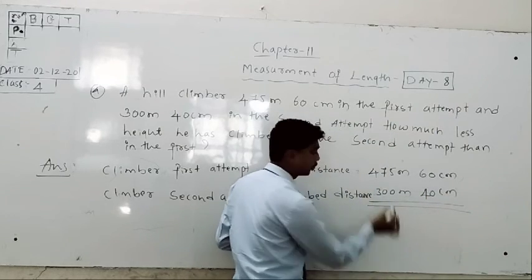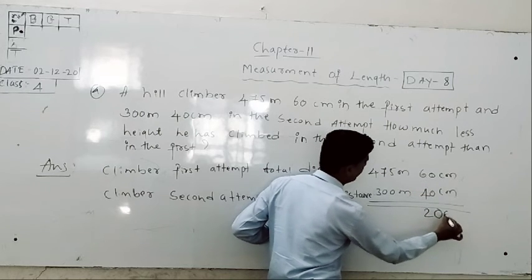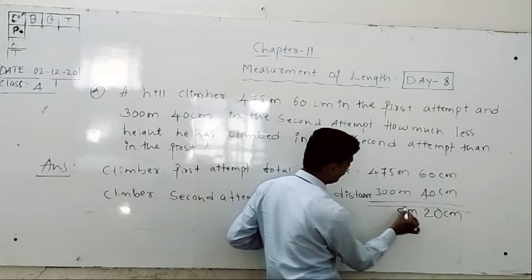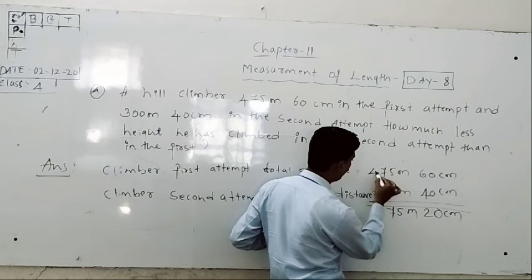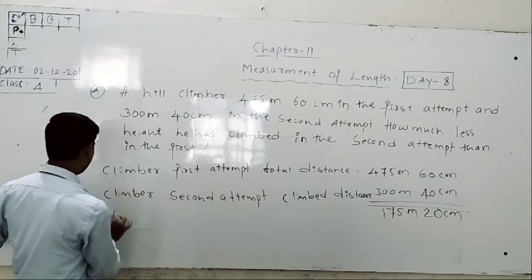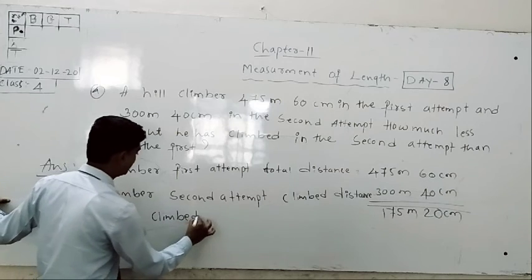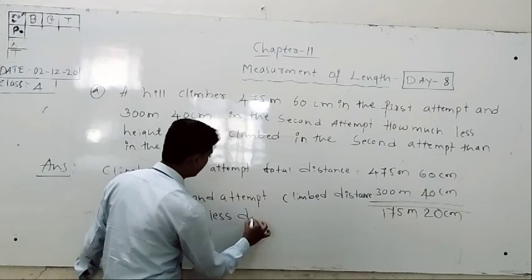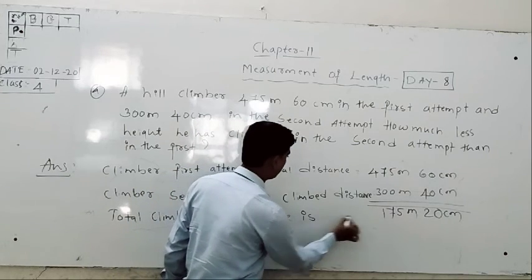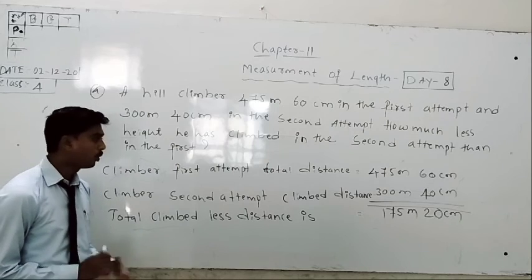Then you should subtract: 0 minus 0, 0; 6 minus 4, it is 2. Then it is meter. Then 5 minus 0, 5; 7 minus 0, it is 7; 4 minus 3, it is 1. Then the total climbed less distance is 175 meter and 20 centimeter.